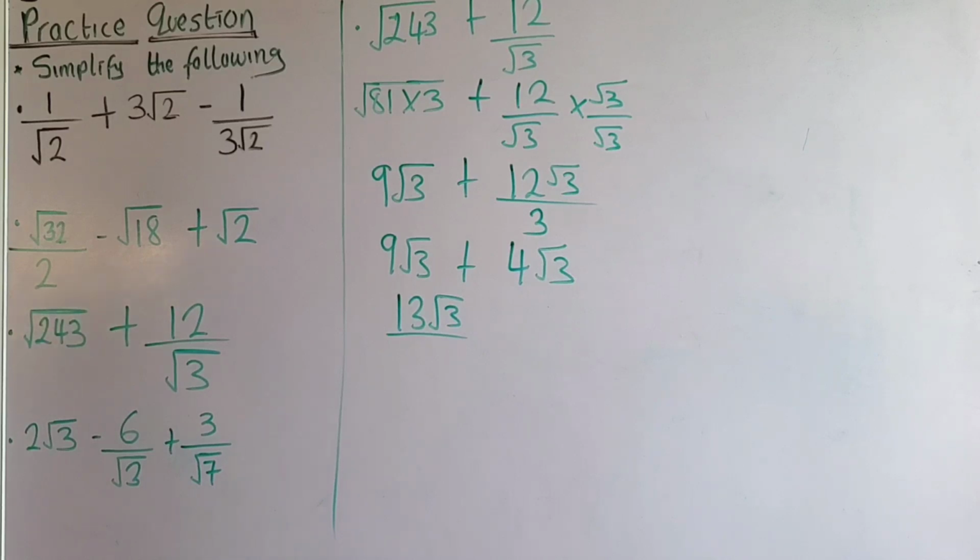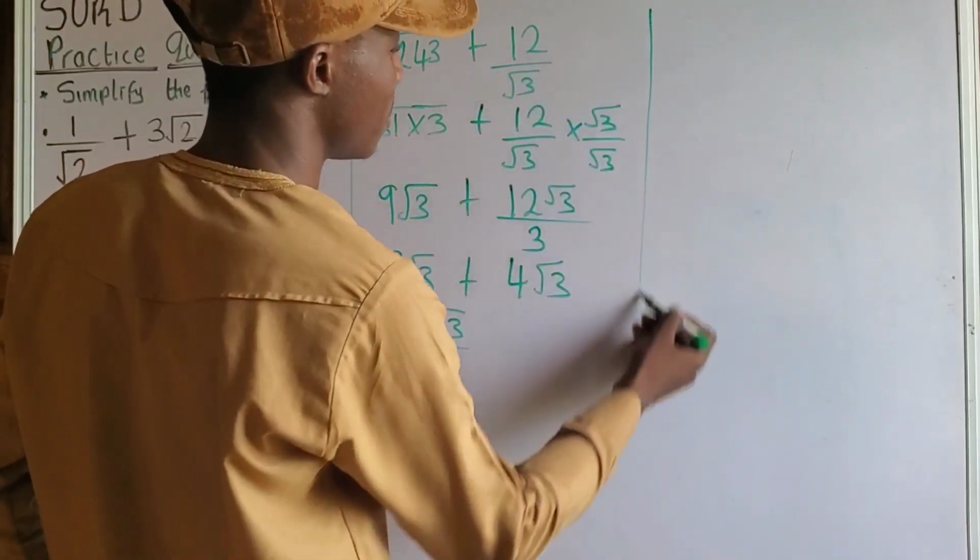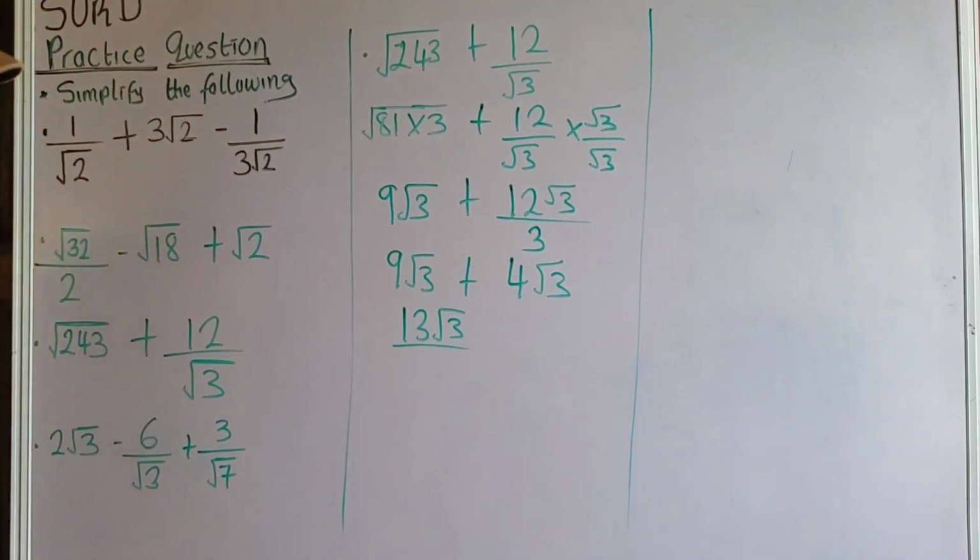Okay, if you got that as your final answer, you are correct. But if you didn't, that means you are wrong. Okay, so let us proceed to the next question. We have 2 root 3 minus 6 over root 3 plus 3 over root 7. Okay, now to simplify this question, you have to rationalize each individual fraction.